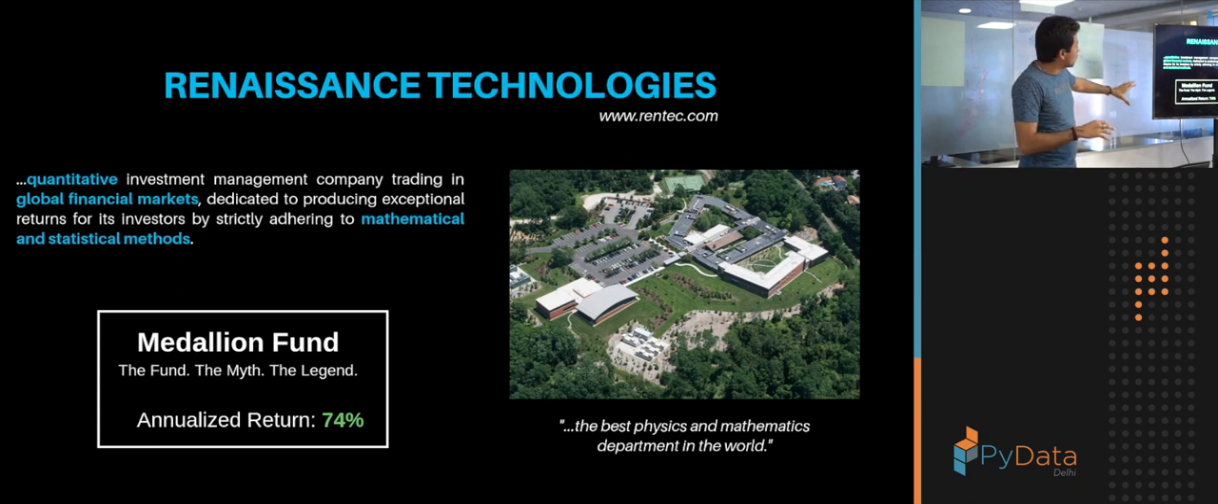And so they have this fund called the Medallion Fund. A lot of fund managers want other people's money, right? If I have something that makes me money, I want you to give me money and I'll run it for you and take a profit share. The Medallion Fund is a mythical fund. They don't take anybody's money anymore. And they make nearly 74% every year. The fund is supposedly close to $10 billion.